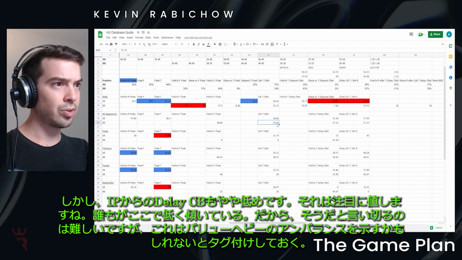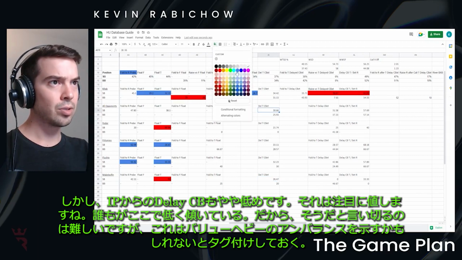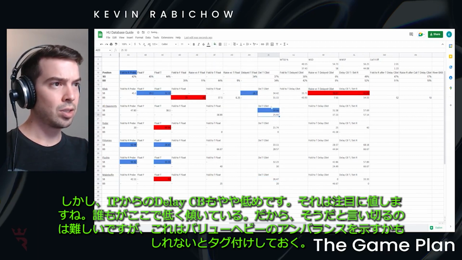Especially from the big blind, although that's not as important because they c-bet the flop too much. But delay c-bet from in position being slightly low, that's noteworthy. Everyone leaning low here. So I will tag that. This could indicate an imbalance towards value, although it's hard to tell.